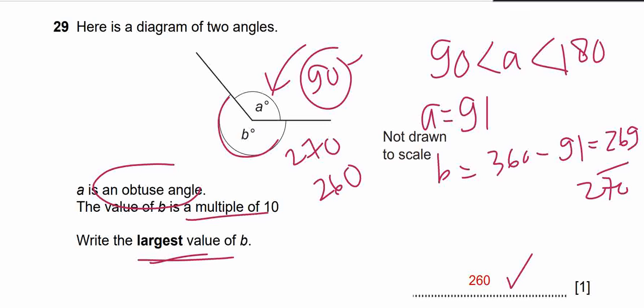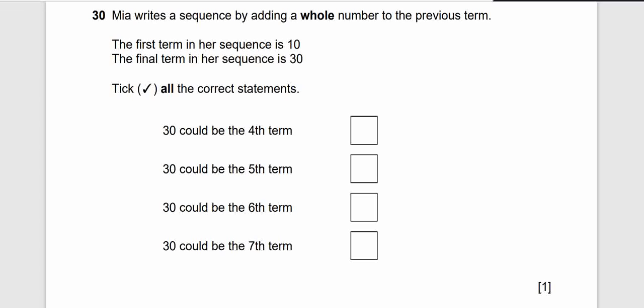Right, next, question 30. Question 30 says, Mia writes a sequence by adding a whole number to the previous term. The first term in her sequence is 10, the final term in the sequence is 30. Tick all the correct statements. 30 could be the fourth term, 30 could be the fifth term, 30 could be the sixth term, 30 could be the seventh term. So you're given 10 seconds from now.